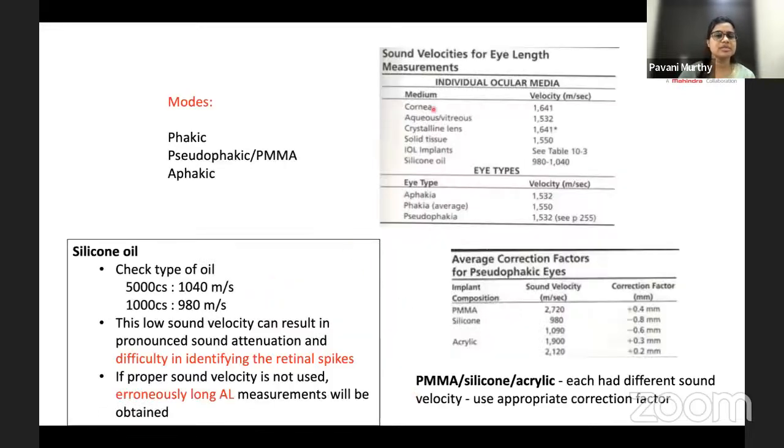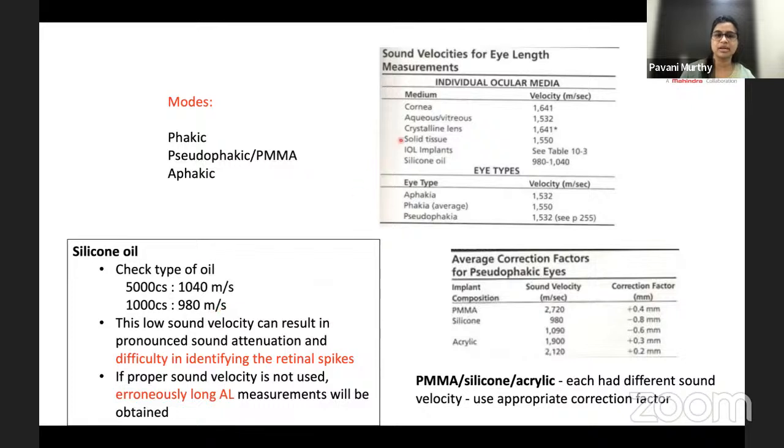Since the sound velocity differs in different media, it is important to take into consideration the correct mode when you're doing the calculations based on the refractive status of the patient: the phakic mode, pseudophakic mode, or the aphakic mode. The pseudophakic mode per se has PMMA data incorporated in it. So in case the patient has PMMA or silicone acrylic, you are supposed to use a correction factor to get the correct value. A word about silicone oil, because silicone oil has a different sound velocity.